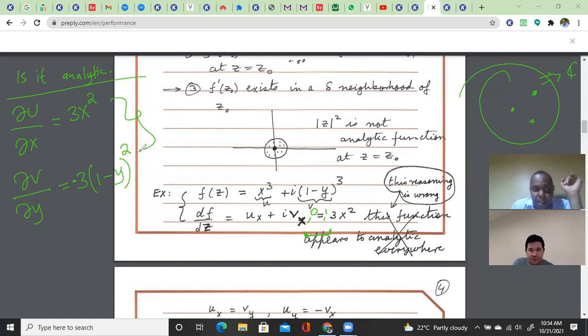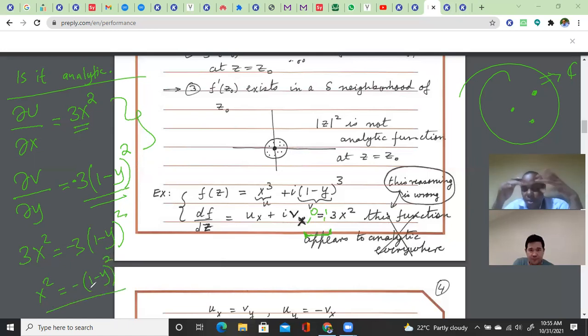To get those points, we equate, because it's only analytic when these two are equal, right? When the two are equal, of course we can equate 3x squared to -3(1 minus y squared). So this is going to be x squared equals -(1 minus y squared). Realize that it's impossible to solve that equation.